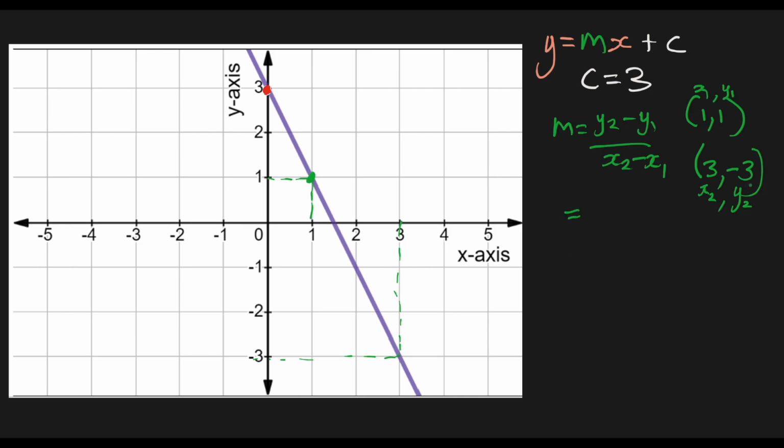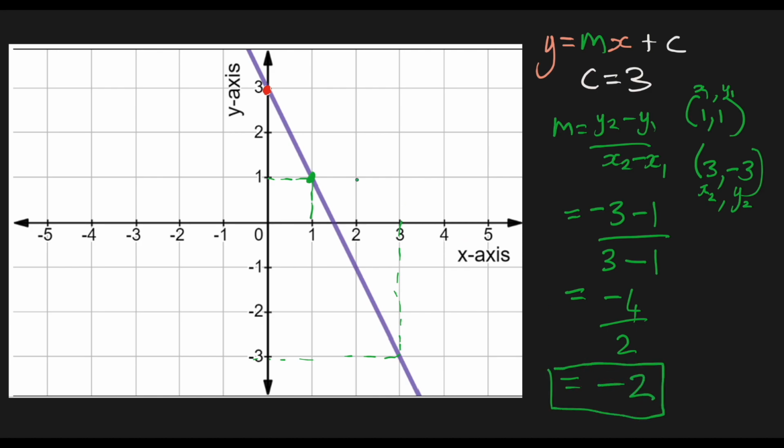So in the gradient we have y2, so that's going to be -3 minus 1 over x2, which is 3 minus 1. How convenient that both of these are 1. So then we'll end up with -4 over 2. So in that case, our gradient is -2. Okay, so as you can see here, gradient is -2. So we know that our equation is going to be y is equal to -2x plus 3.